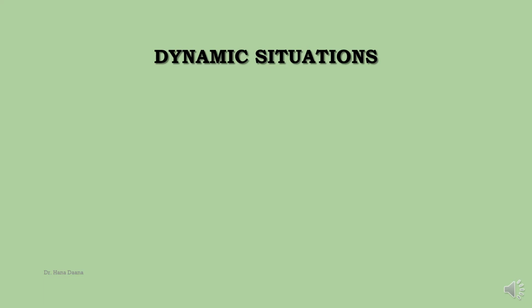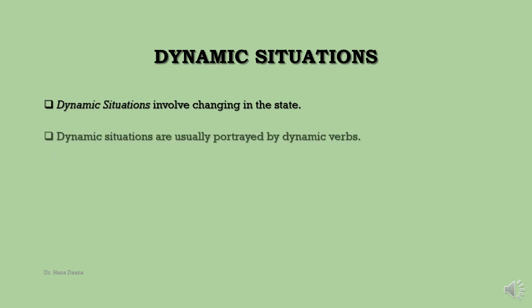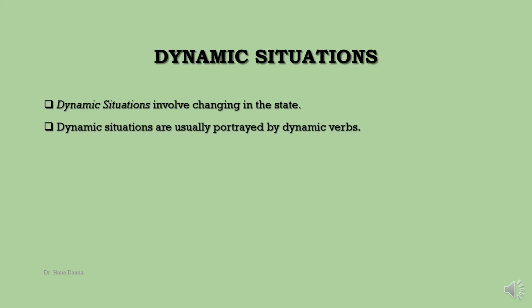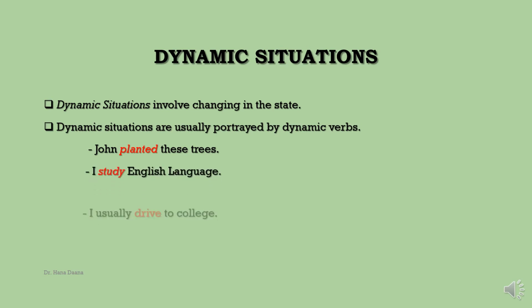Dynamic situations. Dynamic situations involve changing in the state, and dynamic situations are usually portrayed by using dynamic verbs. The example that we have in front of us, John planted these trees, illustrates the idea. The verb plant here is actually used to portray a dynamic situation. I study English, I usually drive to college, and he built a big house are such similar examples. They all include dynamic verbs, plant, study, drive, and build, that are used to portray dynamic situations.